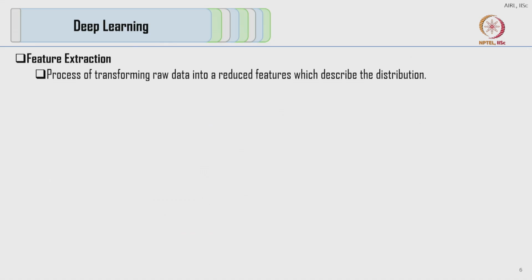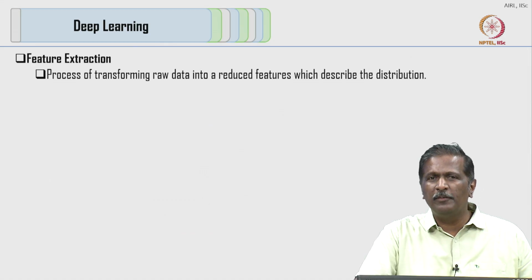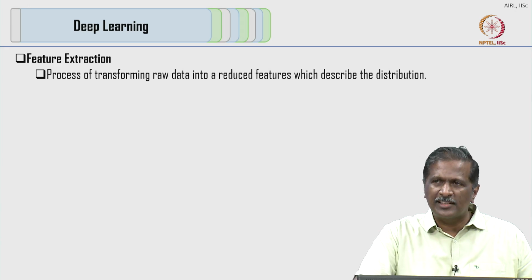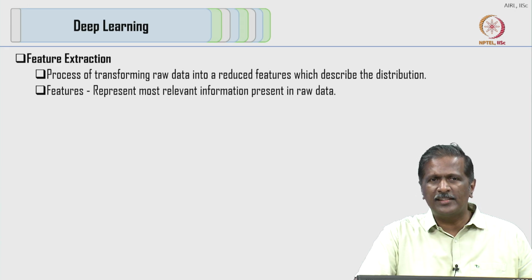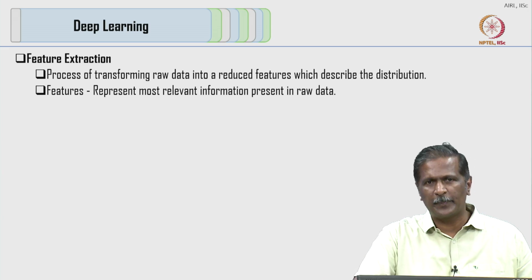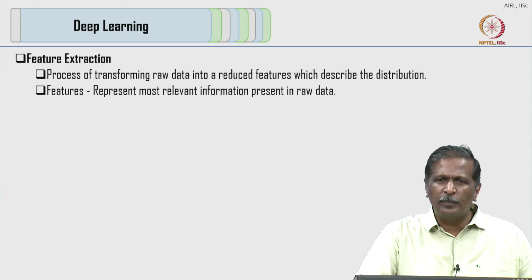Now let's look at feature extraction itself. What do we mean by feature extraction? A process of transforming raw data into reduced features which describe the distribution completely, right? These features represent the most relevant information in the data, and this relevant information helps us to discriminate the output as accurately as possible.